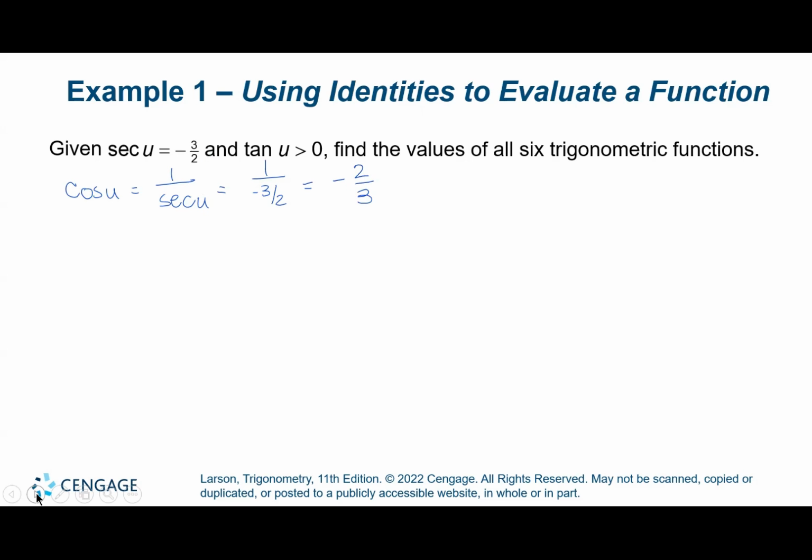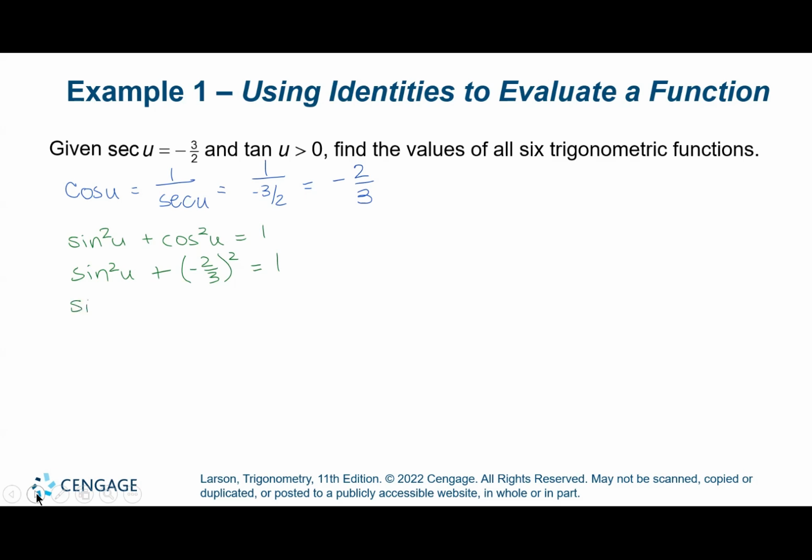Now I'm going to start thinking about relationships between the functions that I know and the ones that I don't know. So the first one that comes to mind for me is one of the Pythagoreans. I know cosine. I can find sine because I know that sine squared plus cosine squared equals 1. And now I know cosine, so I'm going to plug that in here. I'm going to replace cosine squared with negative 2 over 3, still squared. So these two are equivalent to each other. I just found that. This has to be equal to 1.